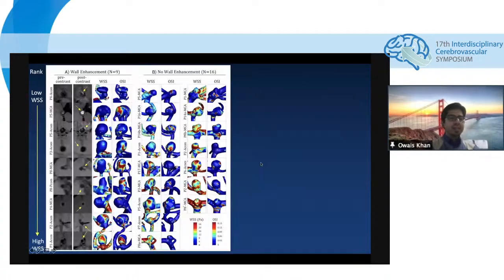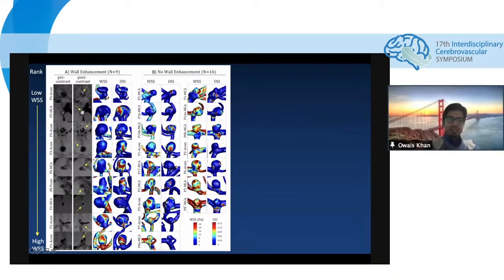And then here are some of the results after we performed the CFD simulation. I've grouped them into the enhanced group and the non-enhanced group, and I've ranked them going from lowest wall shear stresses to highest wall shear stresses. For example, this patient 4 with ACOM aneurysm had the lowest shear stress, and this ACOM P1 patient had the highest shear stress in the wall enhanced group. As you can see, some of these showed focal enhancement, some showed partial enhancement, and some showed very high intensity enhancements. And these are the non-enhanced aneurysms.